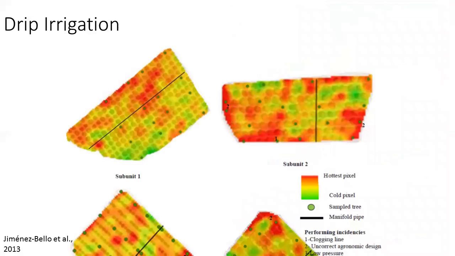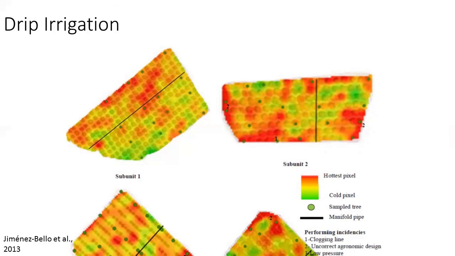Here's another example, looking at irrigation. In this case, we're looking at drip irrigation for some citrus trees. You can see the trees identified as these small round circles here across the field. Basically, they flew over it with a thermal infrared camera, and so they were able to identify plants or trees that were hotter than others.